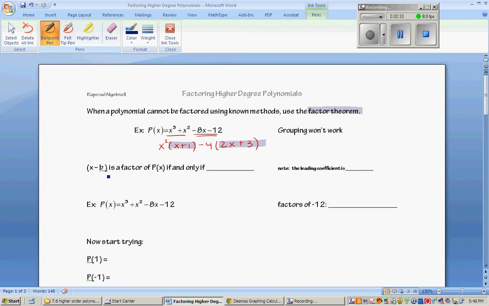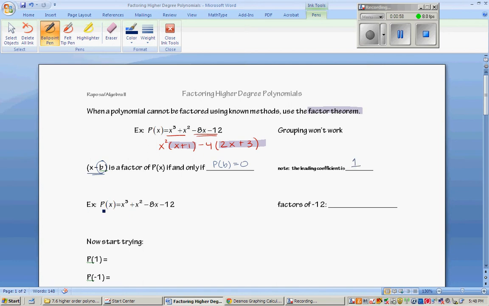And what they're saying is x minus b is a factor of your polynomial if and only if p of b equals 0. This means that if you plug in b into the function, you will get 0. Now, I do want you to note that the leading coefficient in this particular thing is 1.